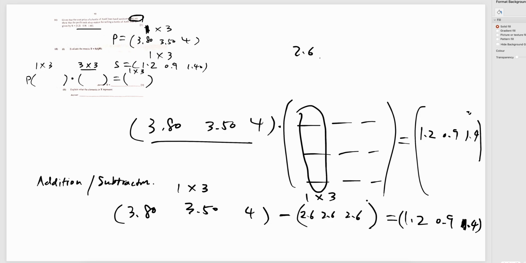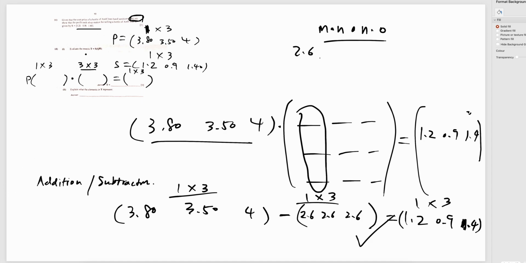For multiplication, if it's m by n, the other must be n by something for the multiplication of matrices to work. For addition and subtraction, the dimensions must be the same, and then you end up with the same. Okay? So that's the way to do it.